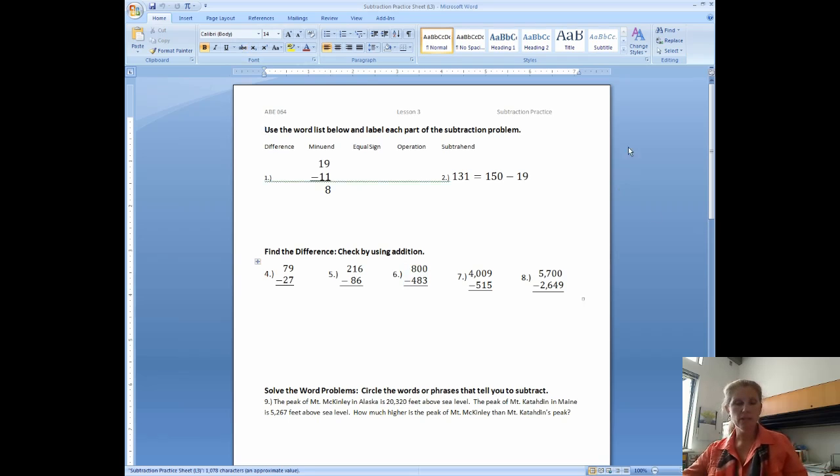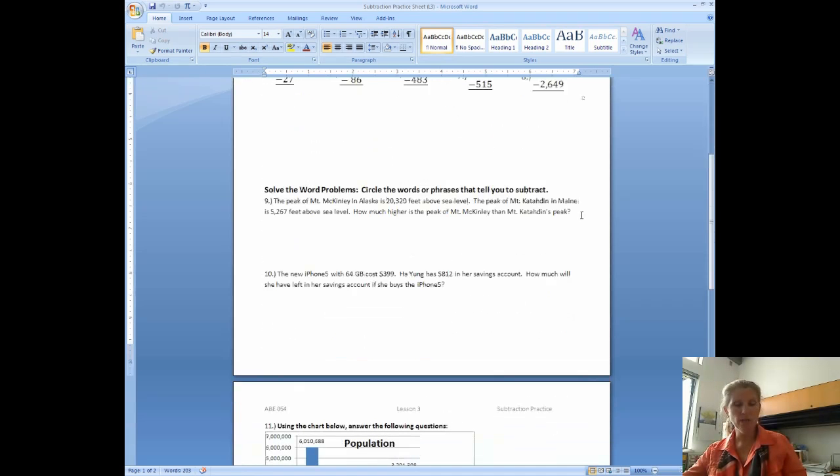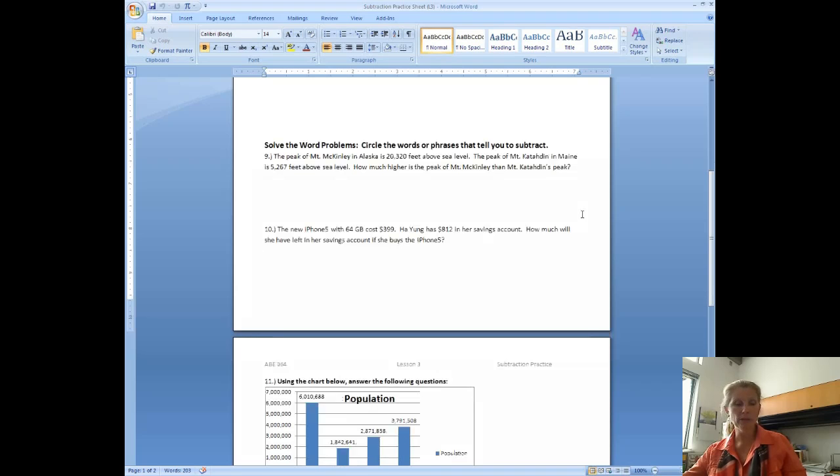So that you could see it as I'm working the problems, you could see it also. I'm not going to write on here because obviously it's not working very well for me, but I want to read the problem with you and circle at least the thing that says why would we be using subtraction. The new iPhone 5 with 64 gigabytes costs $399. Ha Young has $812 in her savings account. How much will she have left in her savings account if she buys the iPhone 5?